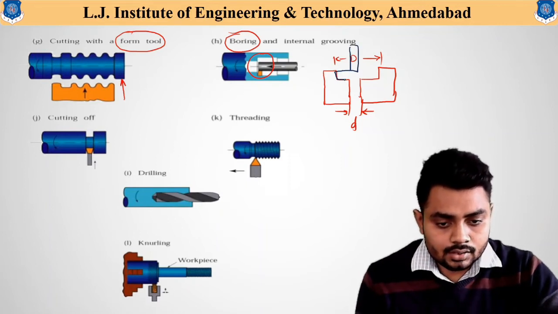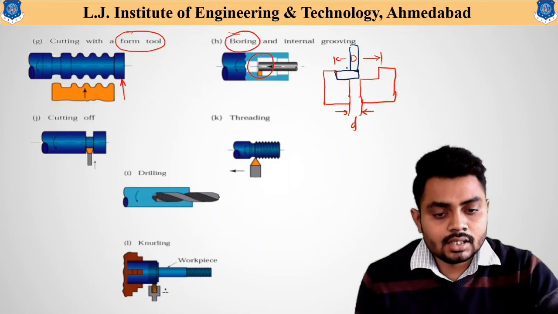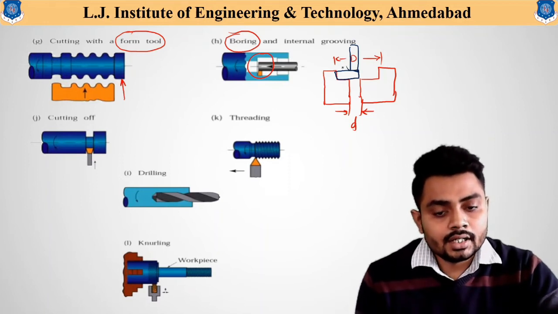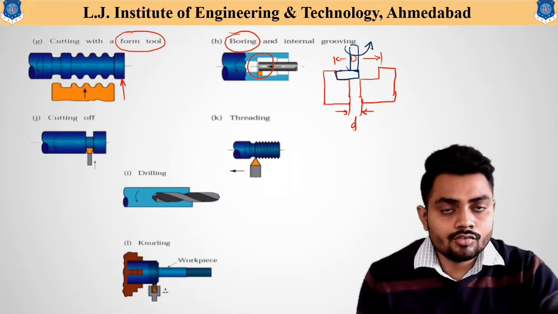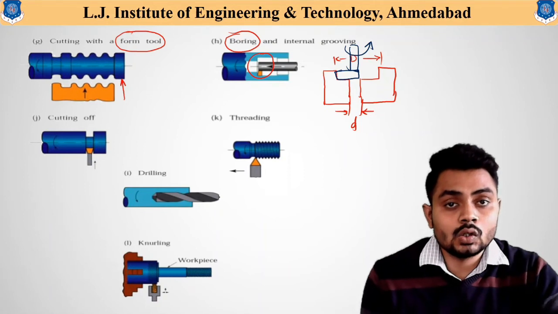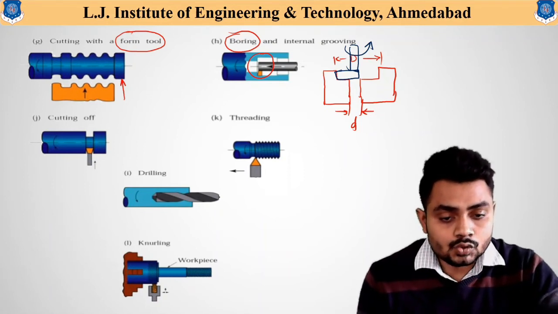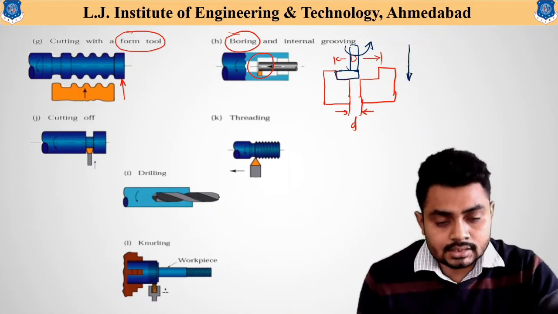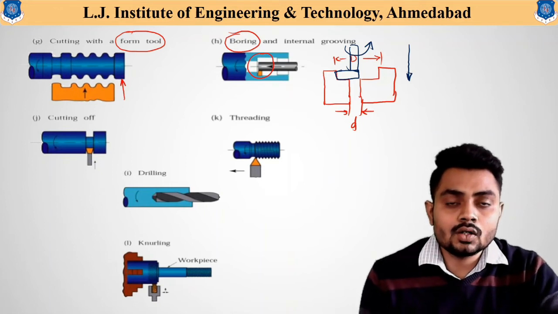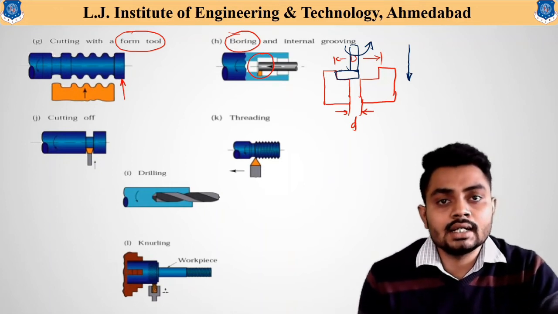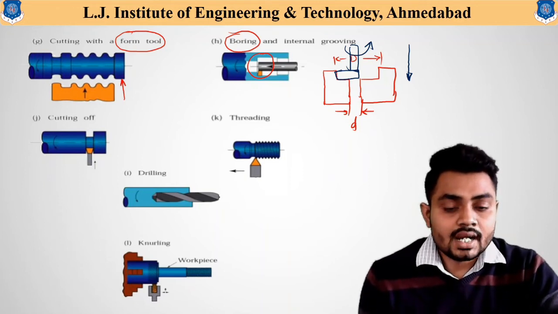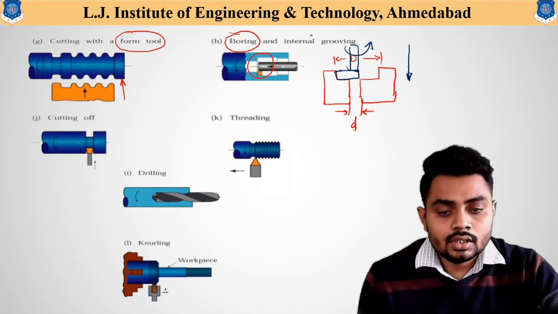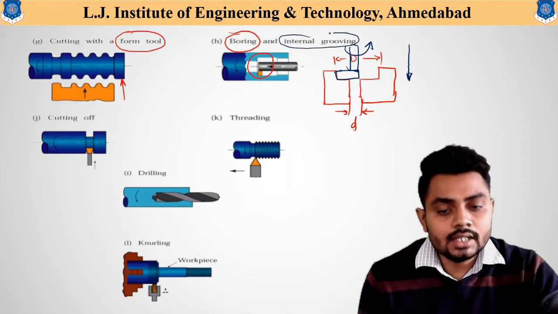This boring cutting tool is available in this particular shape, and at one end the cutting tool is available, which is rotating about its axis. The rotation of which helps us to enlarge the already available hole, and this tool is fed in the downward direction so that the entire already existing hole can be enlarged very easily. So this is the boring operation, and similarly using that tool internal grooving can also be done.